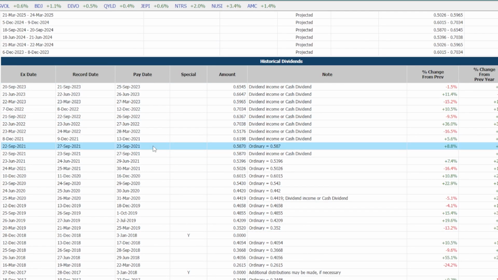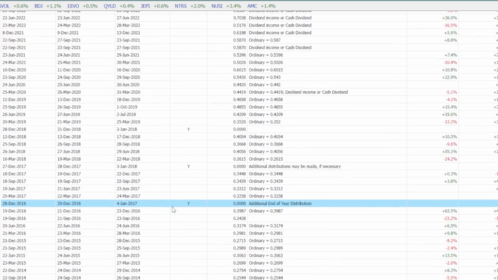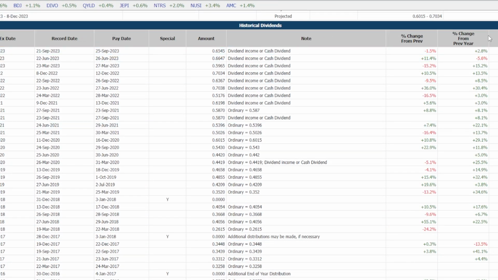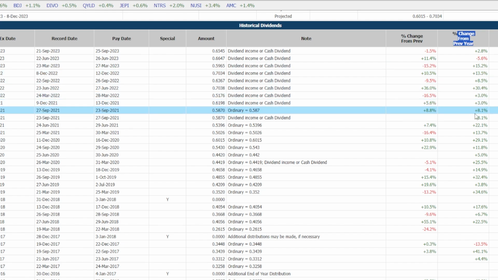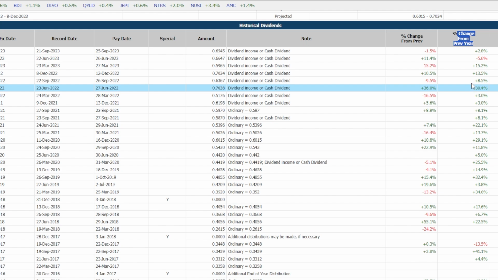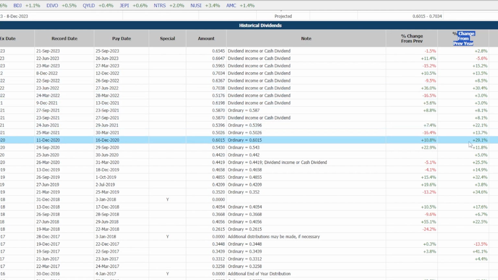And right here are all the numbers. Right here are all the dividends that SCHD has paid since inception. And right over here to the right of the screen in this column, it shows you exactly the percentage change from previous year. So this right here will show you that, in the case of SCHD, did the new quarterly dividend move up? Did it move down? Or did it move sideways?